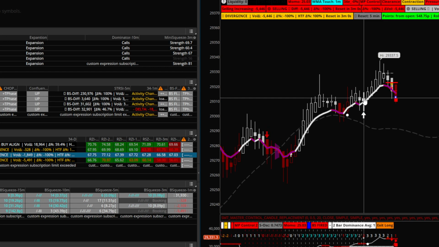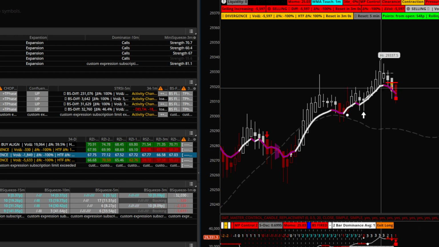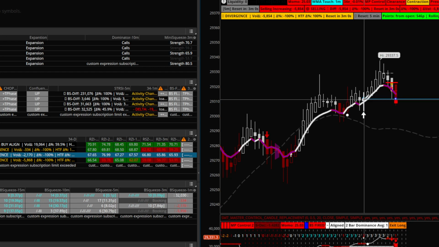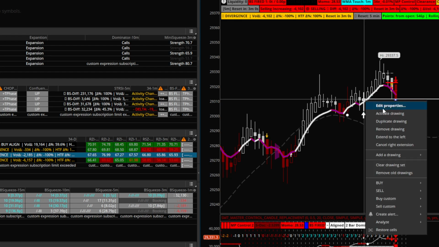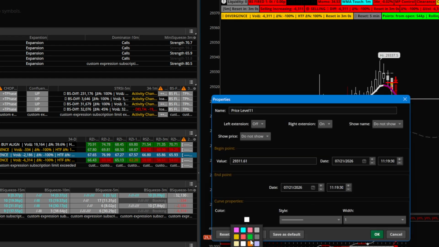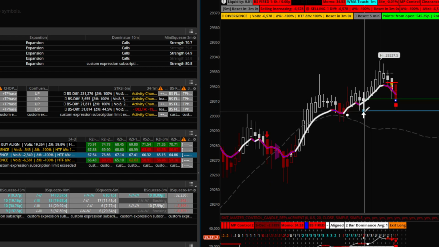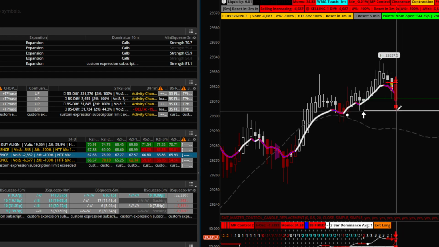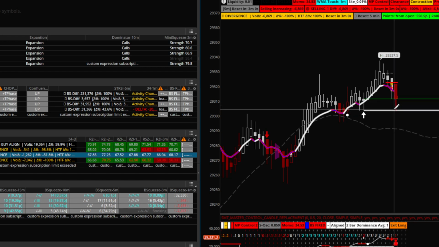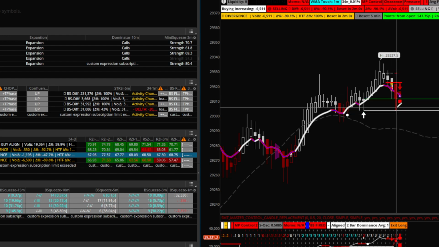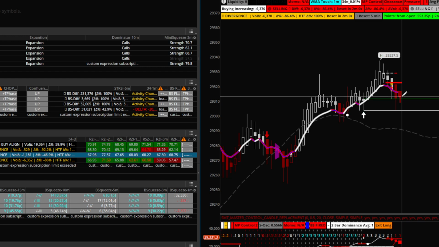All right, so it's attacking this level right now. Let me put this here. We're attacking this level right here. This is a hold level. This level needs to hold price. If it doesn't hold price, we're going to attack the origin level right there. So it looks like we're coming down to the origin level. All right. Tagged it to the penny, and it reversed.